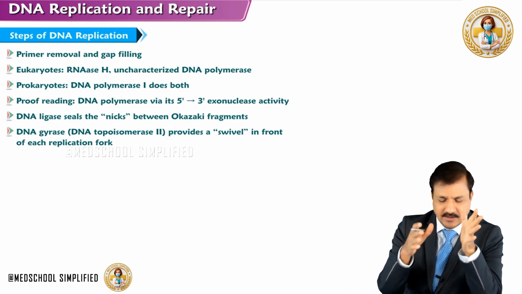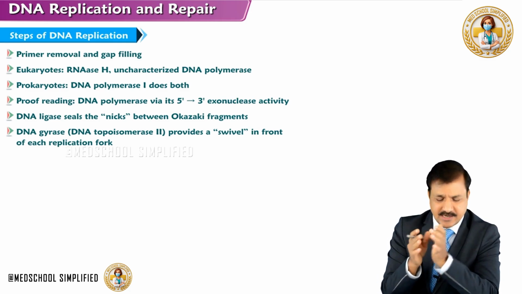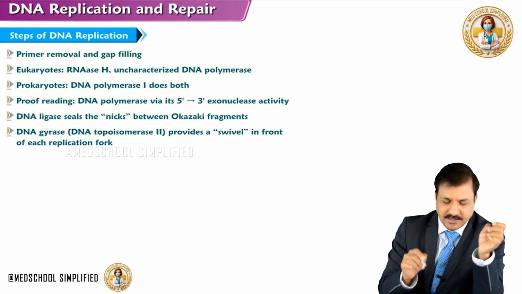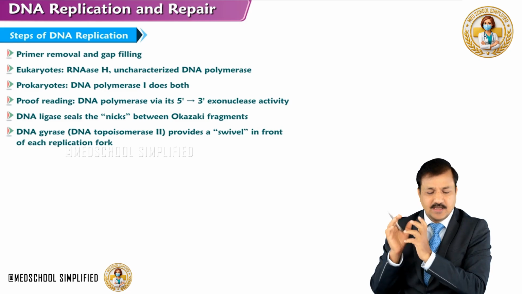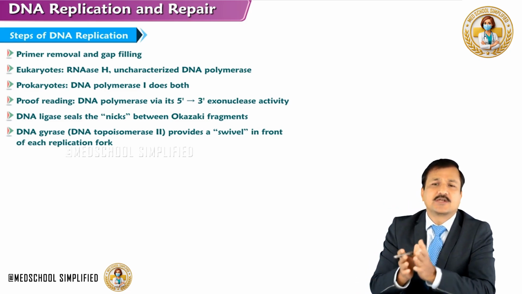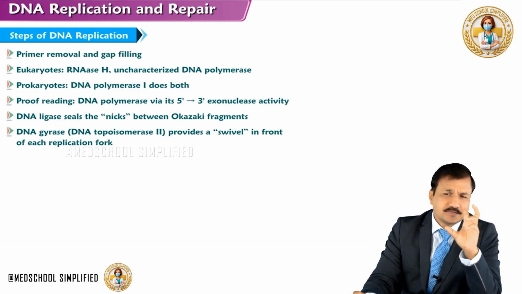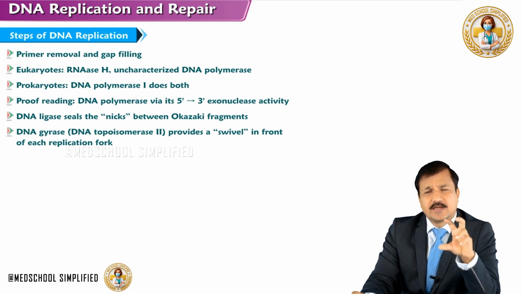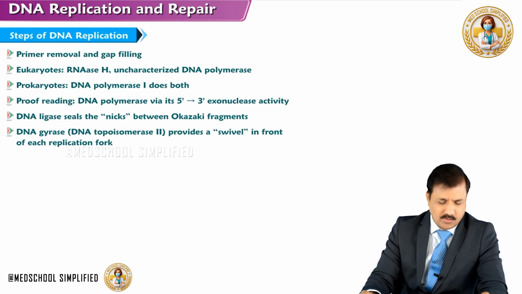And then DNA ligase seals the nicks between the Okazaki fragments in the lagging strand, and DNA topoisomerases provide a swivel in front of each replication fork as the replication continues, and it opens up the double-stranded DNA, loosens the heterochromatin to make it euchromatin and basically allows the replication to move on.